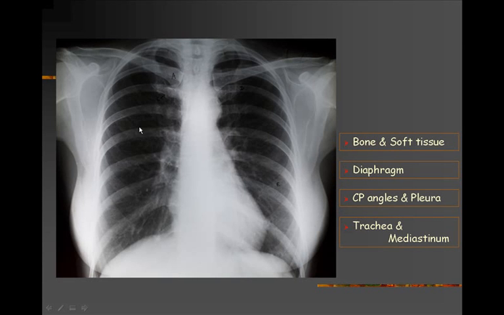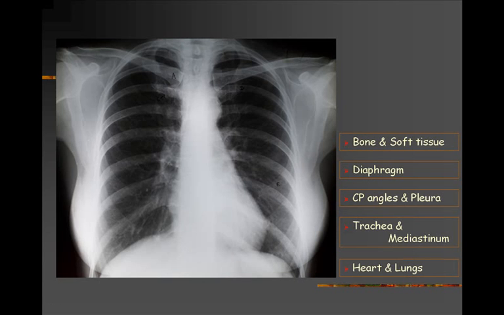One can also then make a comment on the trachea and mediastinum. The trachea is outlined here by the dark shadow because this is filled with gas and therefore makes a darker shadow on the X-ray film, and it is a midline structure overlapping the thoracic vertebra. The mediastinum extends down and includes the heart shadow and blends with the diaphragm here.